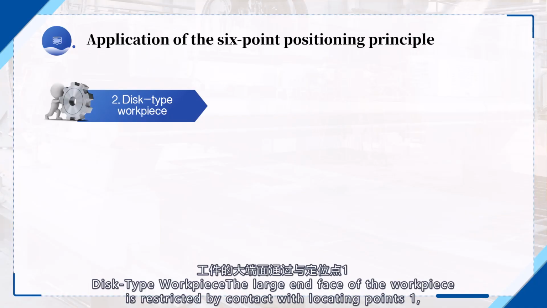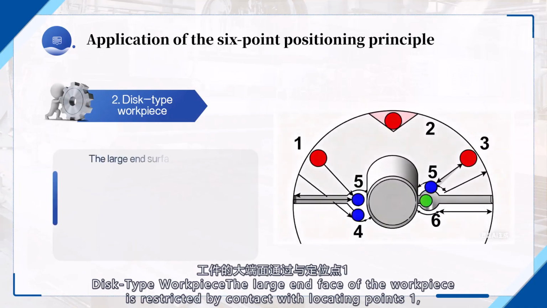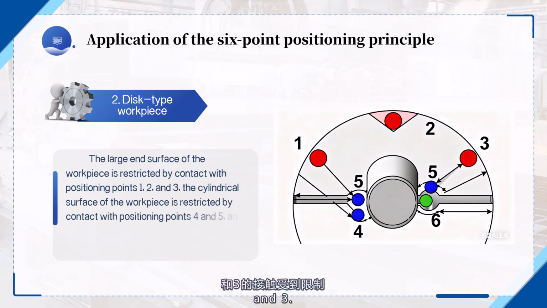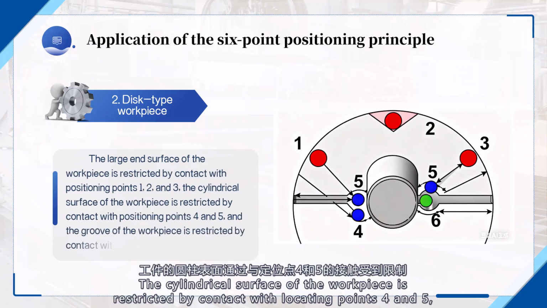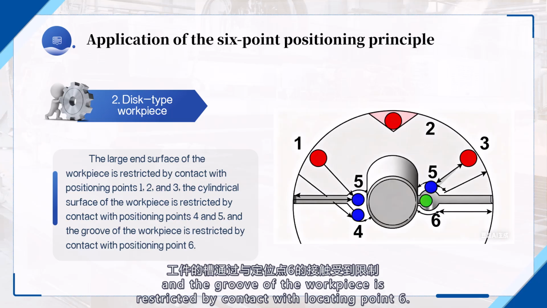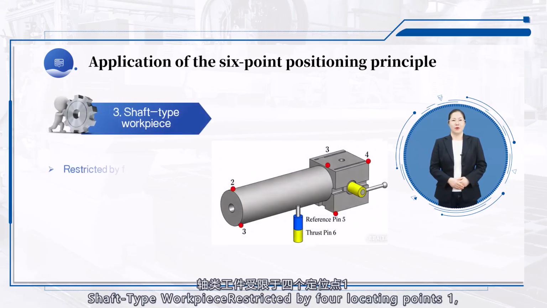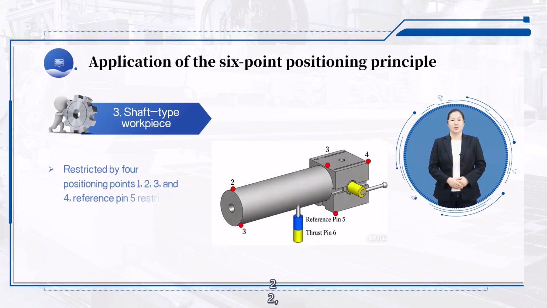2. Disk-type workpiece. The large end face of the workpiece is restricted by contact with locating points 1, 2, and 3. The cylindrical surface of the workpiece is restricted by contact with locating points 4 and 5, and the groove of the workpiece is restricted by contact with locating point 6. 3. Shaft-type workpiece, restricted by 4 locating points 1, 2, 3, and 4, reference pin 5, and thrust pin 6.